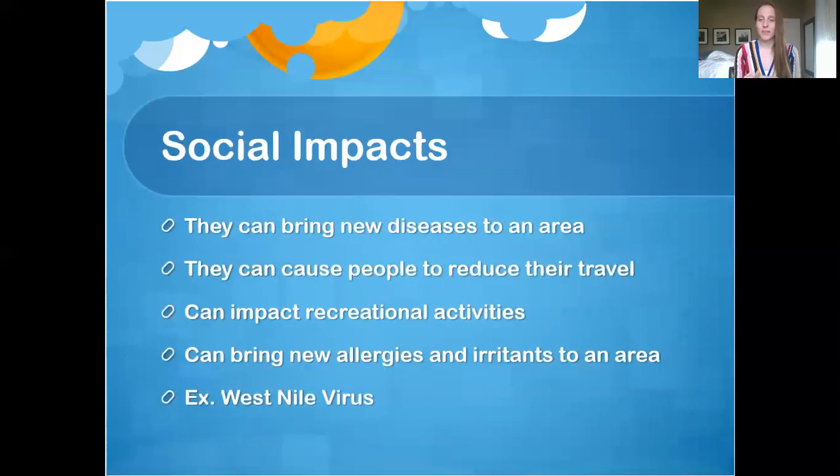The social impacts are that they can bring new diseases to an area. They can cause people to reduce their travel, again, because they're afraid of going somewhere that might have that invasive species and therefore new disease. They can impact recreational activities. So you might not be able to swim or boat in that lake anymore because of an invasive species, or you might not be able to go hiking on that trail anymore because of an invasive species, that kind of stuff. And then they can also bring new allergies or irritants to an area.